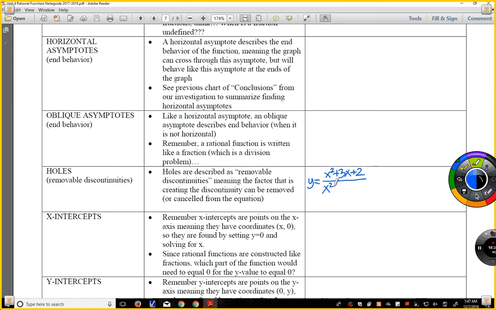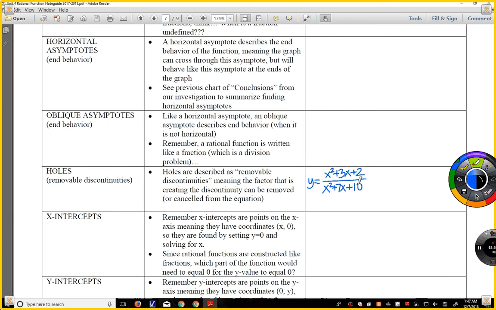Give myself a simple one so I can think it up properly. Okay, so here is a rational function, right?